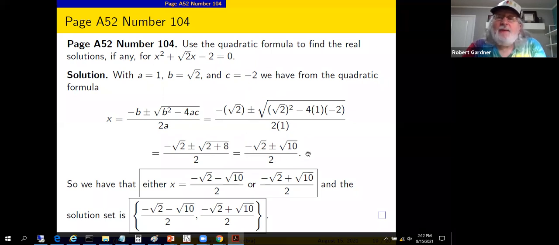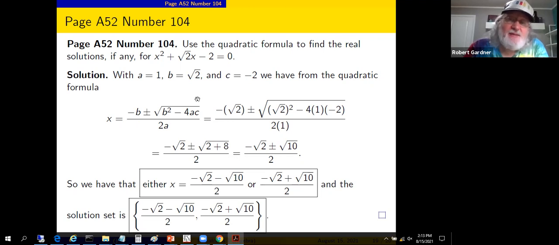You could simplify that. I could manipulate some things with square roots of 2, but I'd get an irrational denominator. This is good enough. So we get that x is either negative square root of 2 minus the square root of 10 over 2, or negative square root of 2 plus the square root of 10 over 2, the plus or minus cases. And as a set, we get the solution set as given here. Straightforward, same thing as before.